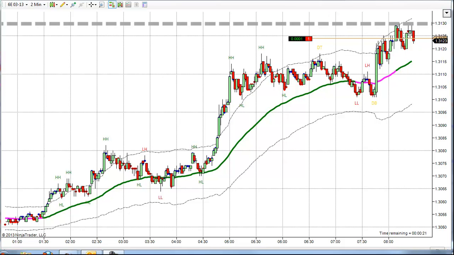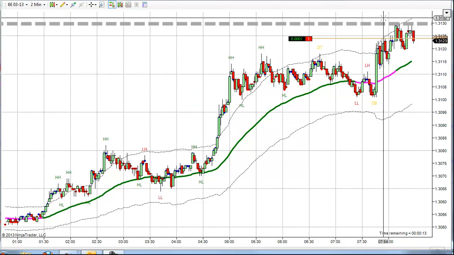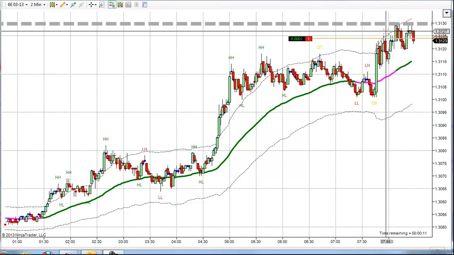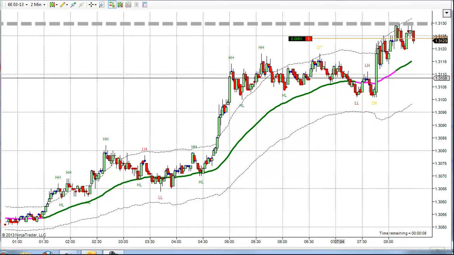and then over the last several bars, last 10 minutes or so, we've been struggling to get up higher than this area. Got a couple of reversal bars in here, which has caused me to take a short position, anticipating at least a reaction in here.